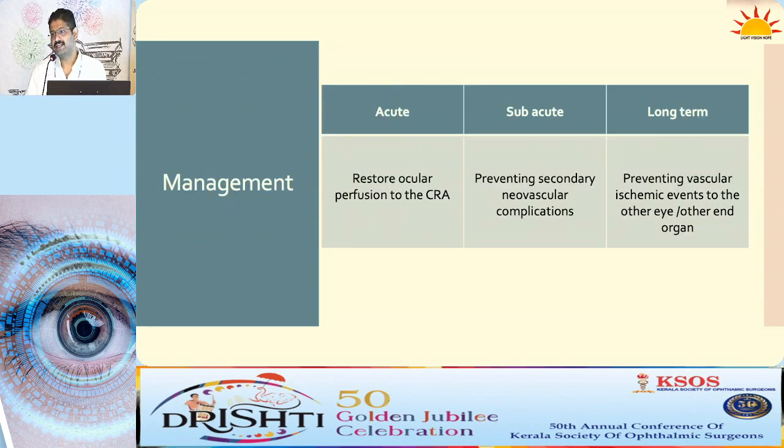Now, the management of CRAO could be broadly classified into three types: acute, subacute, and long term. For the acute and subacute management, the treatment lies with us as ophthalmologists, and the long-term treatment is with an intensivist. The acute management is basically to restore the ocular perfusion to the central retinal artery. The subacute management relies on preventing secondary neovascular complications, and the long term is to prevent vascular ischemic events to the other eye or probably other end organs.